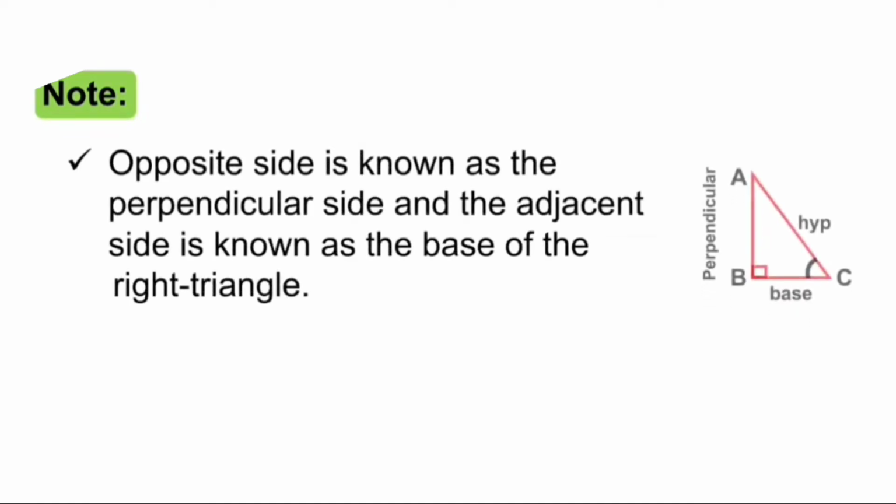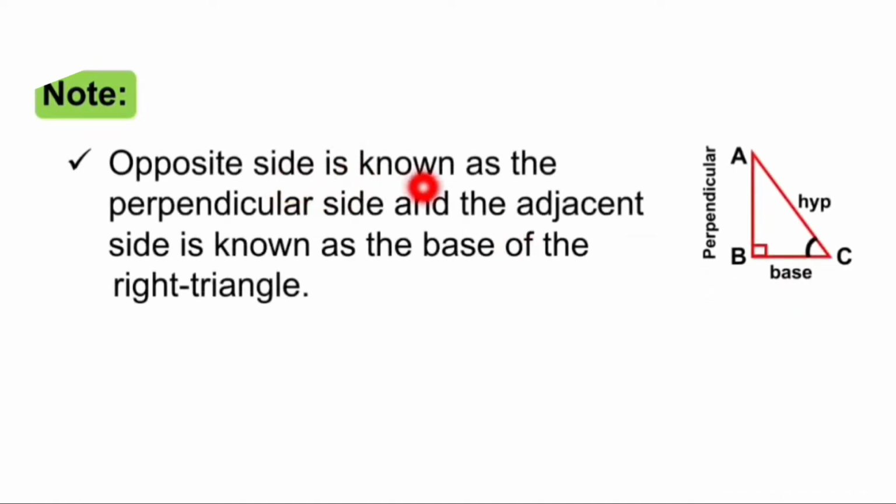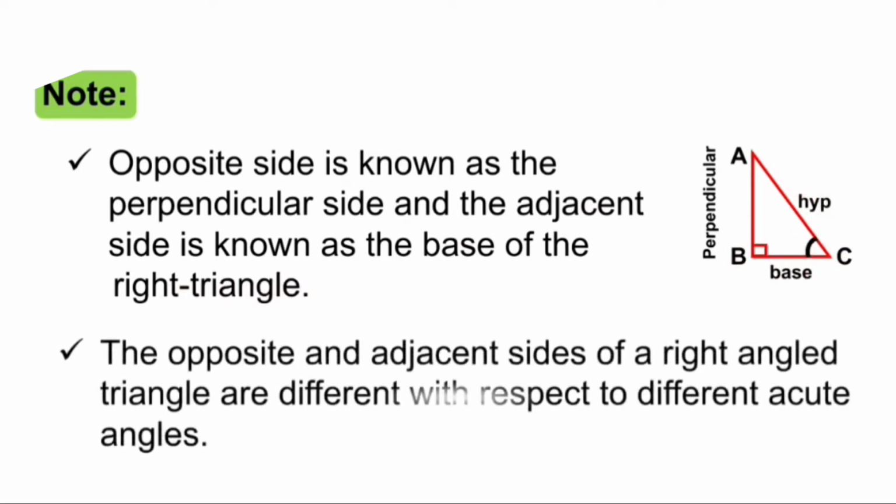Note: Children, the opposite side is also known as the perpendicular side and the adjacent side is also known as the base of the right angle triangle. Next, the opposite and adjacent sides of a right angle triangle are different with respect to different angles.